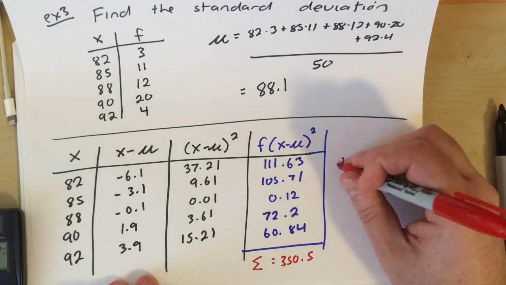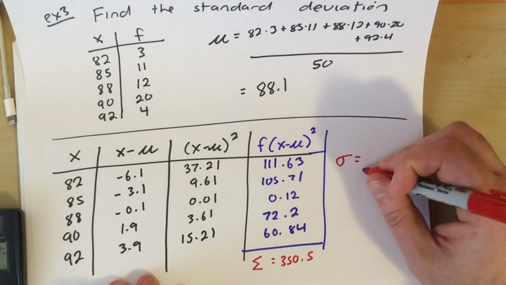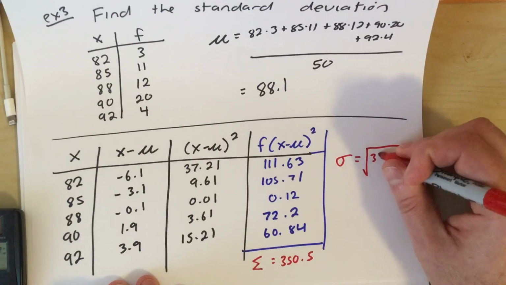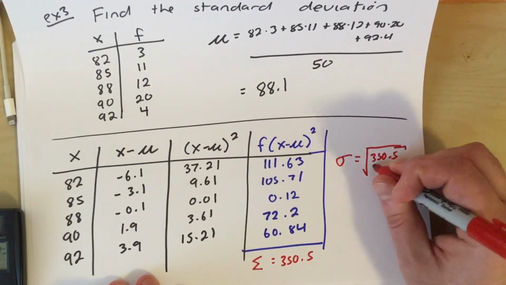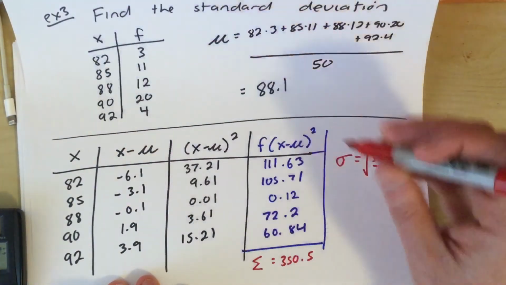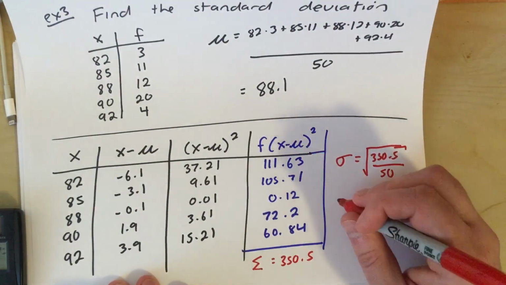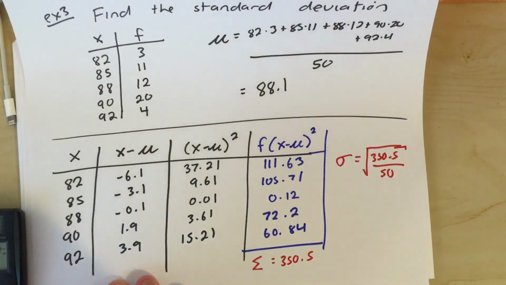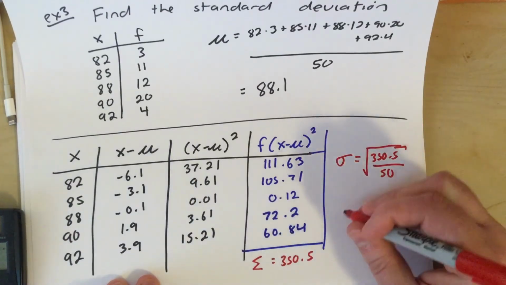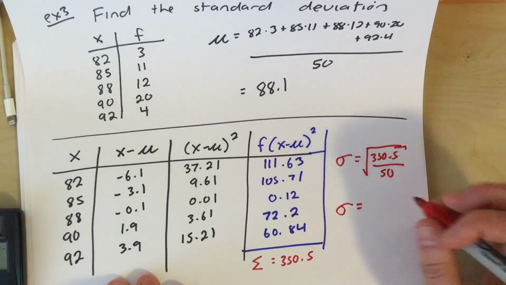So the standard deviation is going to be the square root of 350.5 divided by n, and in this case n is the sum of the frequencies, 50. And that is going to give us 350.5 divided by 50. And that's going to give us 2.65.